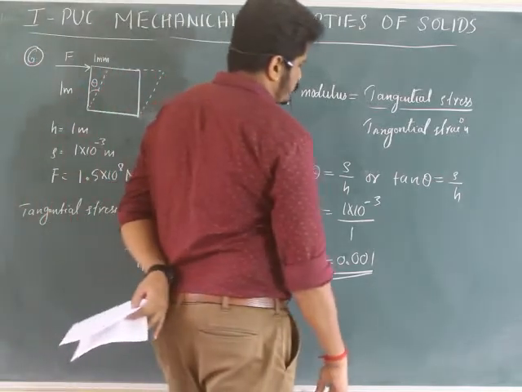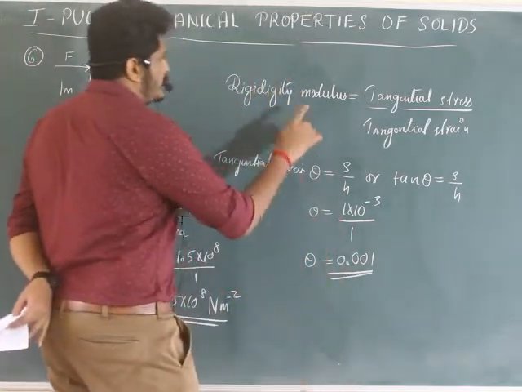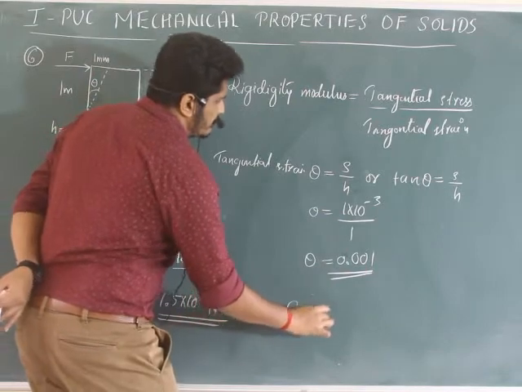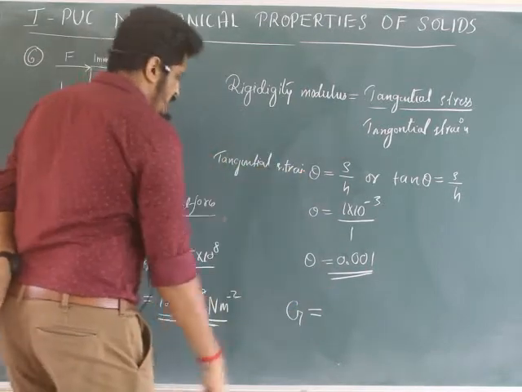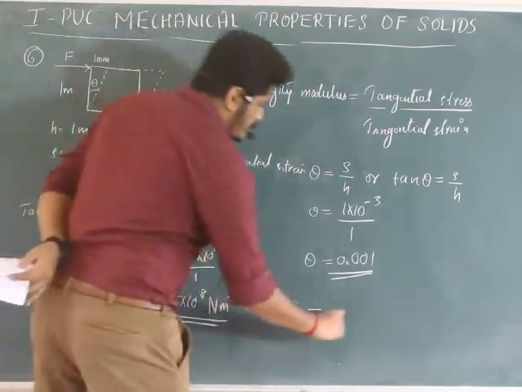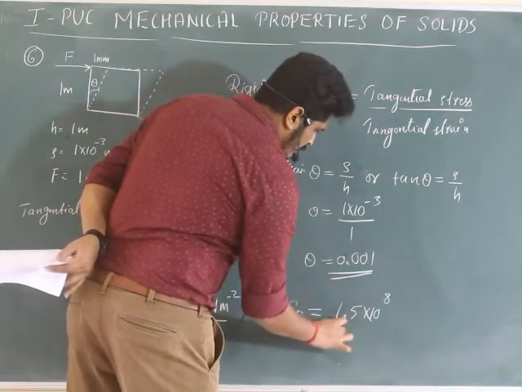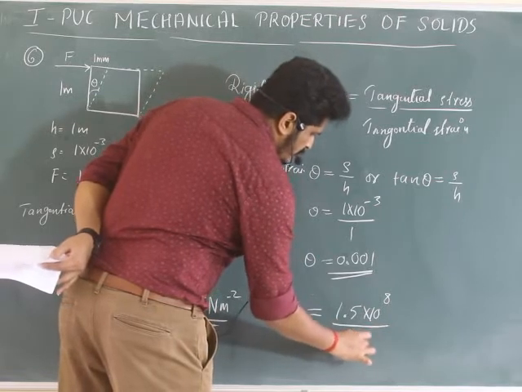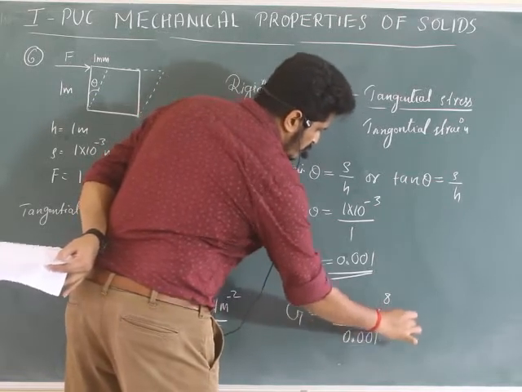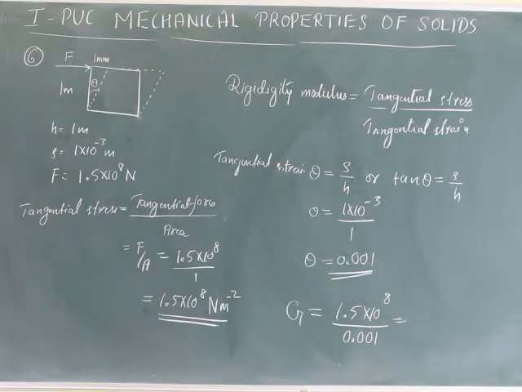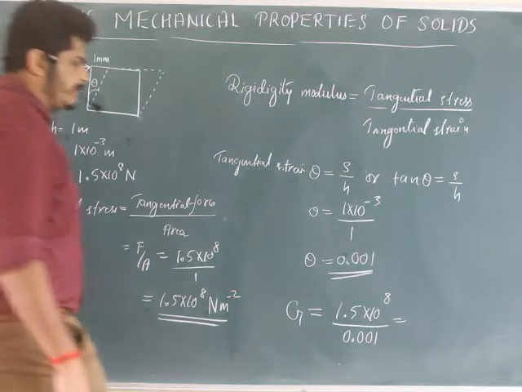Next, therefore the rigidity modulus, capital G, is equal to tangential stress by tangential strain. Tangential stress is 1.5 into 10 power 8, divided by the tangential strain 0.001. Now what will be the value? Check the calculation. You have to do it on your own. Your answer will be 1.5 into 10 power 11.